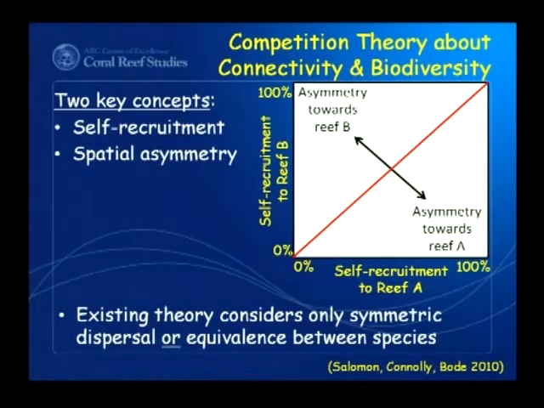Now, this is important because existing theory, that is, models to explain the effects of connectivity on species coexistence, consider one of two special cases. One is symmetric dispersal, where both species' dispersal patterns fall on that red diagonal line. The other one is if they do allow for spatial asymmetries, which you can think of as source-sink type dynamics, they assume that the interacting species have essentially the same source-sink patterns.